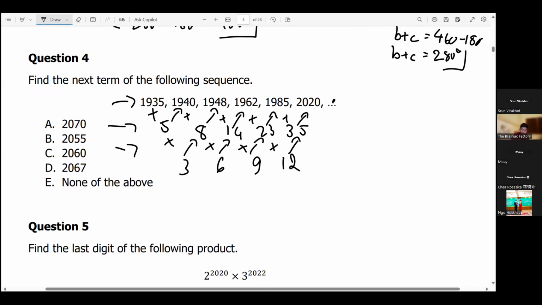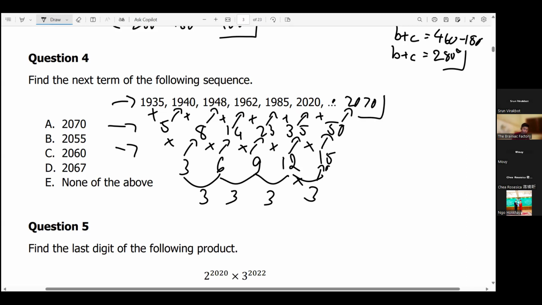And again, in the last sequence, there's a common difference. So from this to this, there are 3 difference, and 3 difference. So if all of them differ by 3, the next one here is going to differ by 3 also. So you'll take 12 plus 3, you'll get 15, and so on. You'll take 35 plus 15, you'll get 50, and 2020 plus 50, you'll get 2070, which is the answer A.